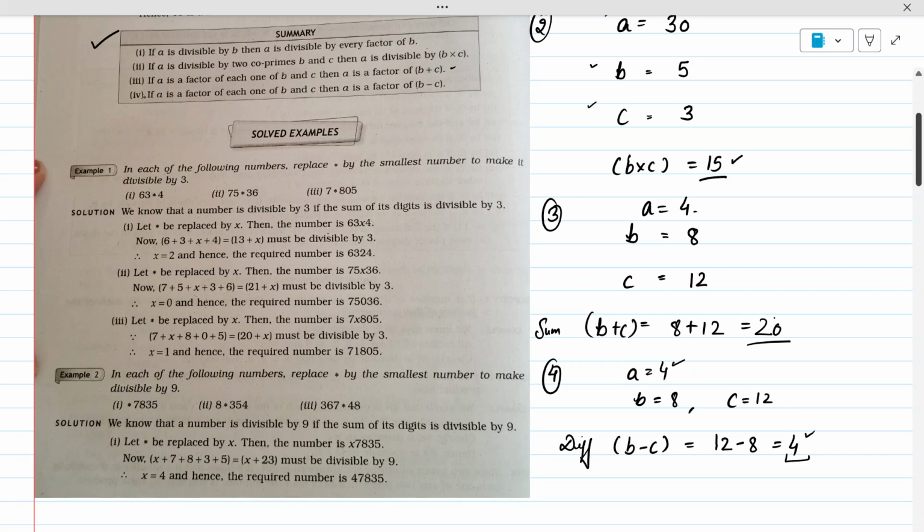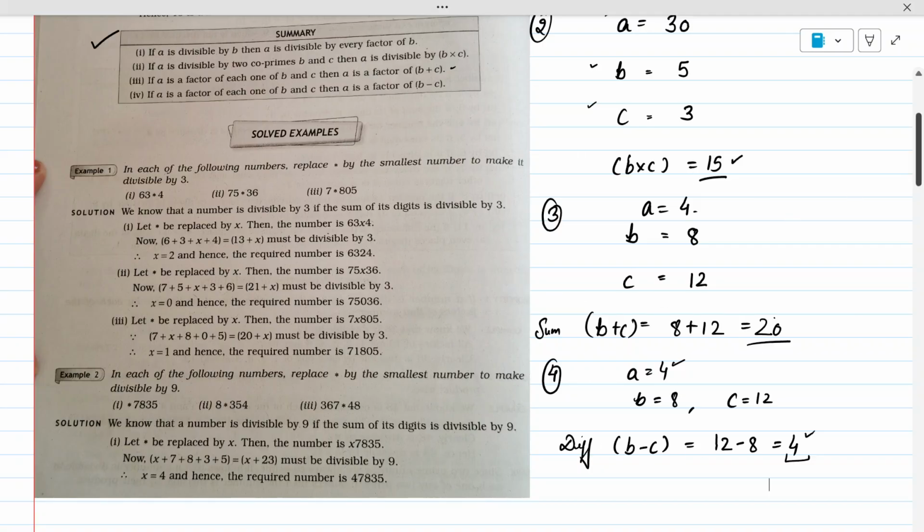So this property is also true, that if A is a factor of each one of B and C, then A is a factor of B minus C also. So kids, these are the four main properties of factors which we should know. Now coming to these examples.